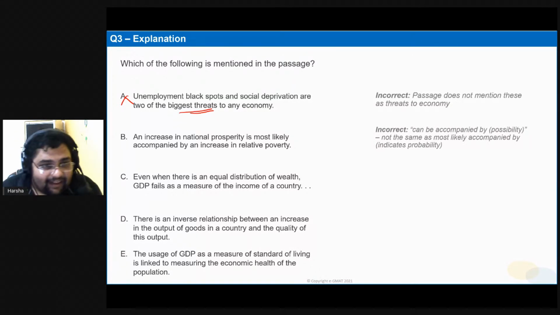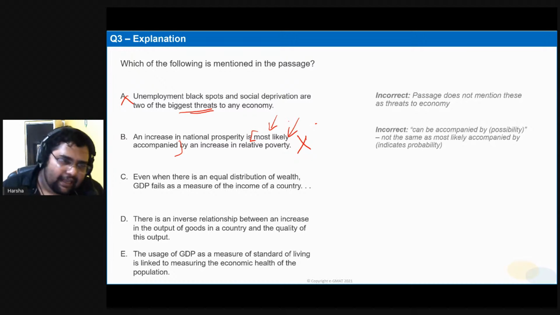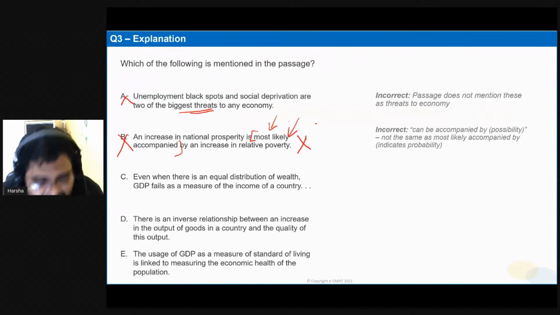Option B, an increase in national prosperity. Look at this option choice. Most likely accompanied. If you had paid attention to that keyword, you know to reject this option choice. This is why you pay attention to the keyword when you're reading the passage. When I saw this, I saw most likely, and I connected it with, hey, the passage says can still be accompanied by. That was an immediate reject for me. Option B, therefore, that's the only reason it's wrong.